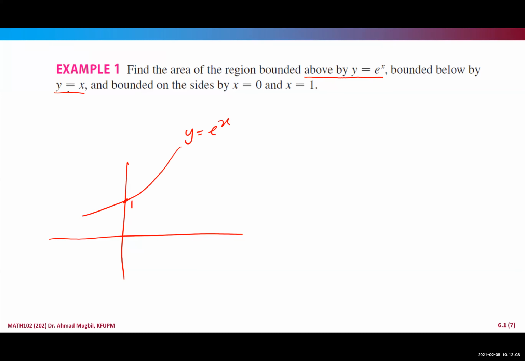And another curve is what? y equals x. This is y equals x, from where to where? From x equals 0 to x equals 1. This is x equals 0, and let's say this is x equals 1.